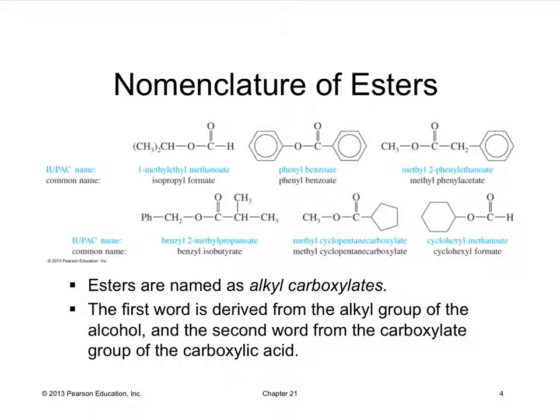Nomenclature of esters. Esters are named alkyl carboxylates. The first word is derived from the alkyl group of the alcohol, and the second word from the carboxylate group of the carboxylic acid. So I'm just going to pick two examples. Here's phenyl benzoate, right? This would be benzoate, and then this is the phenyl part. This will be cyclopentane carboxylate, and then this would be methyl, so it would be methyl cyclopentane carboxylate.